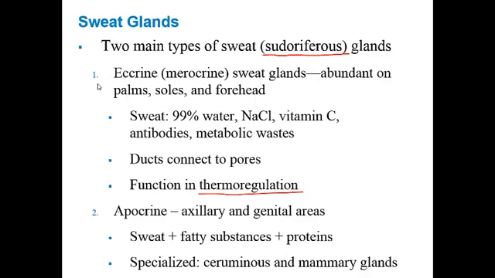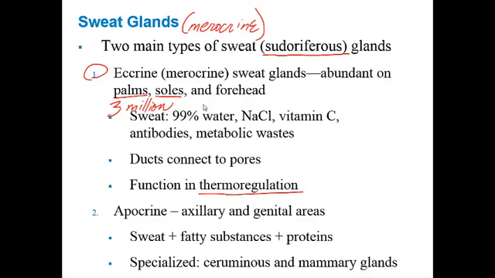The major type would be the eccrine glands, and there are about 3 million of these per person, so a huge amount of eccrine sweat glands. Now these eccrine sweat glands are going to secrete the sweat via the merocrine mechanism, which you learned about in chapter 4. Again, these are the most numerous, and they're going to be found particularly on the palms, the soles, and the forehead.